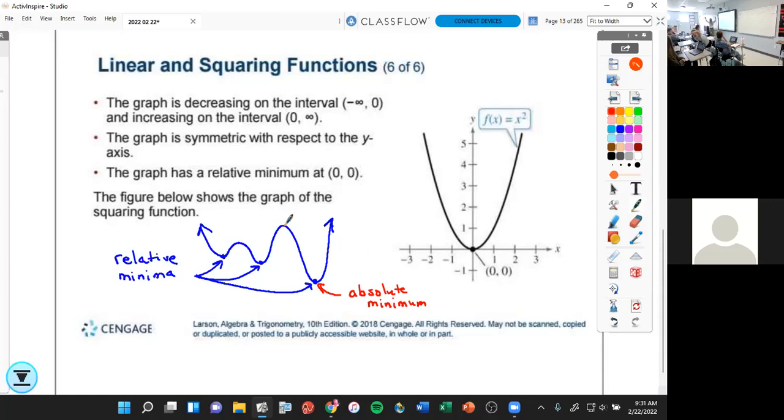Notice the arrows go up forever. That's why I changed the graph to make it go back up again, because it goes up. Does this graph have an absolute maximum? No. Okay, it has no absolute. Does this graph have a relative max? No. Does it have an absolute max? No. Okay, that makes sense.